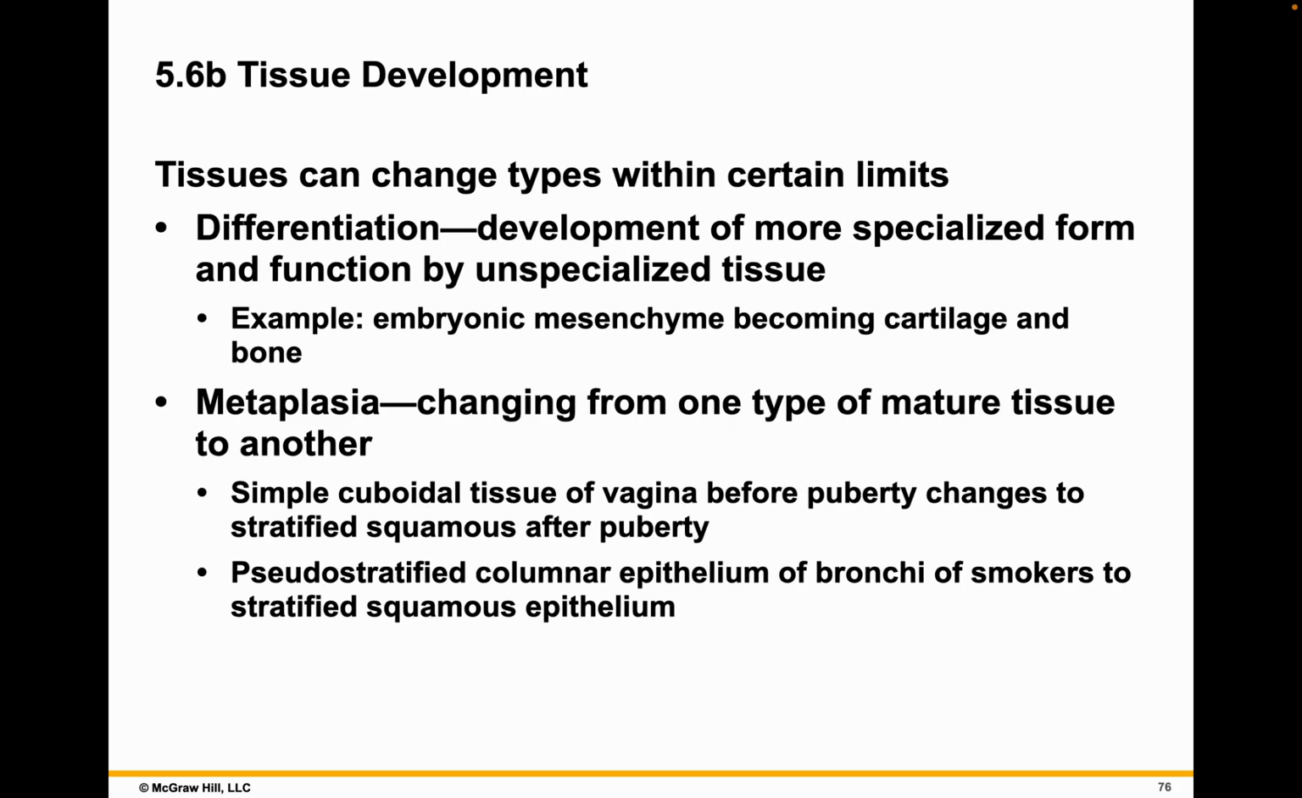Differentiation is the development of a more specialized form and function from unspecialized tissue. So embryonic mesenchyme will eventually become cartilage and bone. It will differentiate into that. Metaplasia is changing from one type of mature tissue to another. So simple cuboidal tissue of the vagina before puberty changes to stratified squamous after puberty. Pseudostratified columnar epithelium, the bronchi of smokers, changes to stratified squamous epithelium.